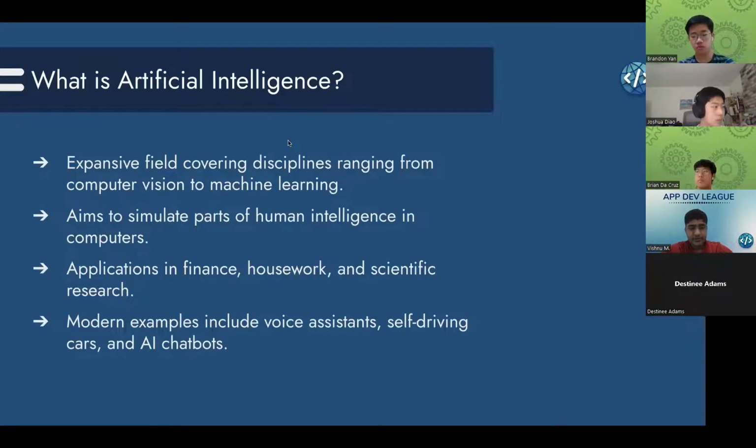Artificial intelligence is a really expansive, large field covering many different disciplines, which range from computer vision to machine learning. It aims to simulate parts of human intelligence and human decision-making in computers using some mathematical models. There are a lot of applications of artificial intelligence in finance, housework, and scientific research. Some modern examples include voice assistants, self-driving cars, and AI chatbots.